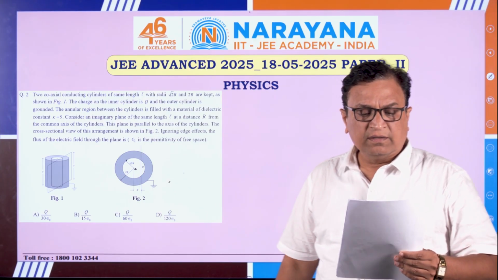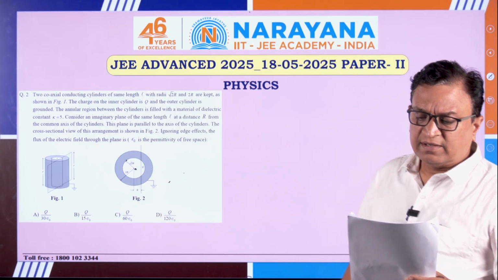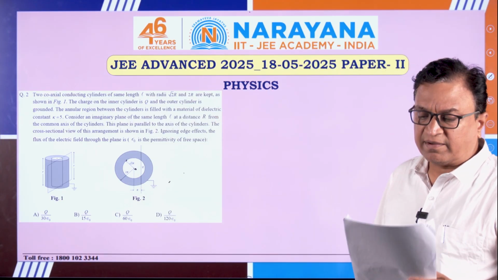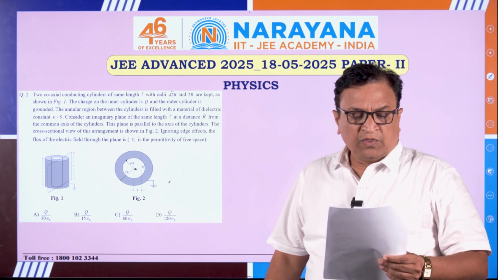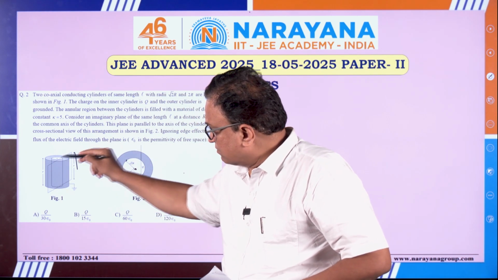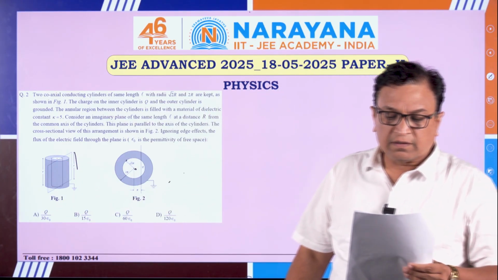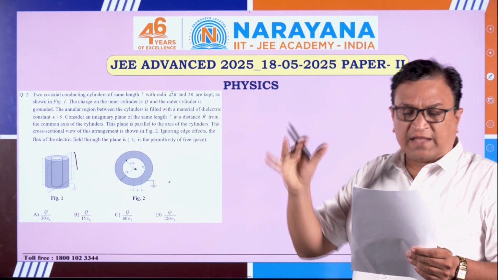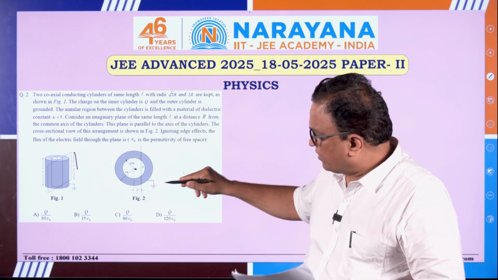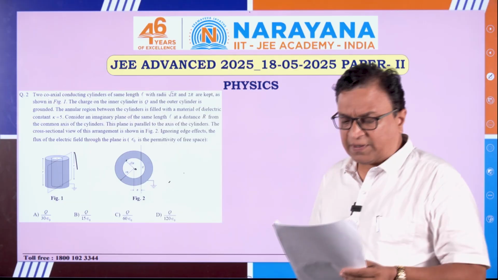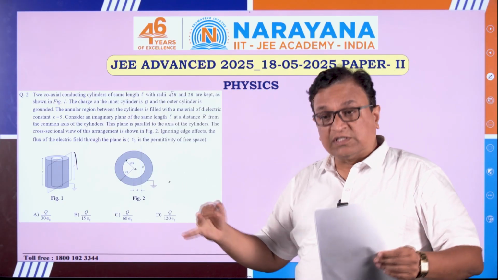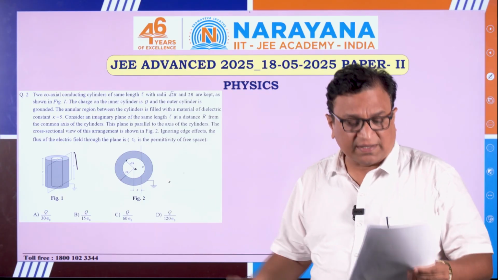The entire region is filled with a dielectric material whose dielectric constant is 5. A plane is also given here. This plane is parallel to the axis of the cylinder. In the actual cross-sectional view, as if I observe it from the top, I see this. The flux of the electric field through this plane is what they were asking.